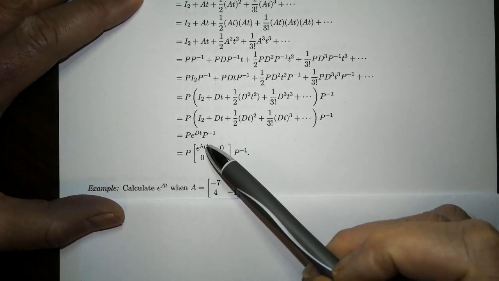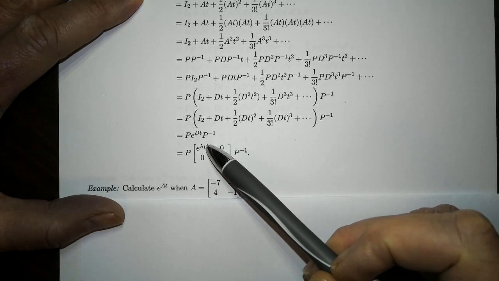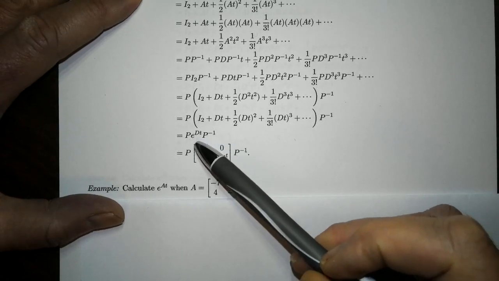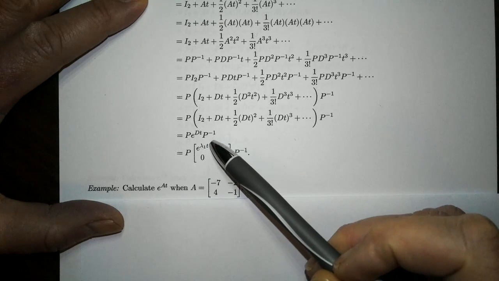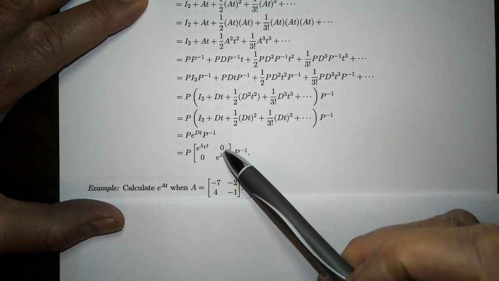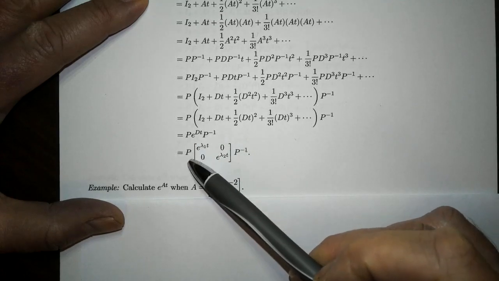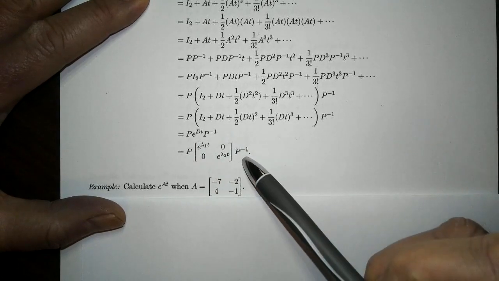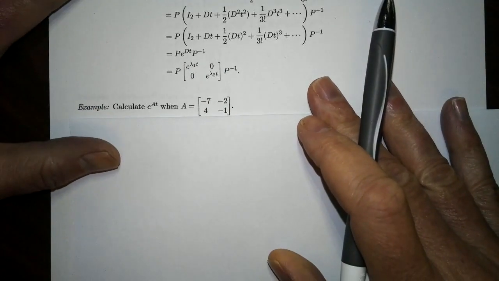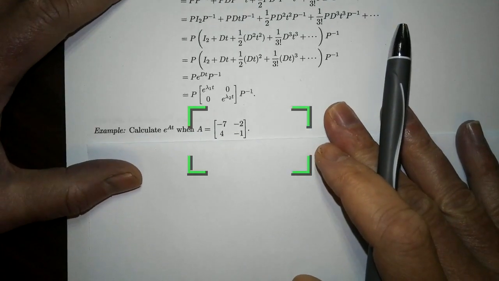We take our eigenvalue lambda 1 and look at e to the lambda 1 t here. We take our eigenvalue lambda 2 and get e to the lambda 2 t here. We left multiply the result by P, and we right multiply the result by P inverse. So let's take a look at an example.